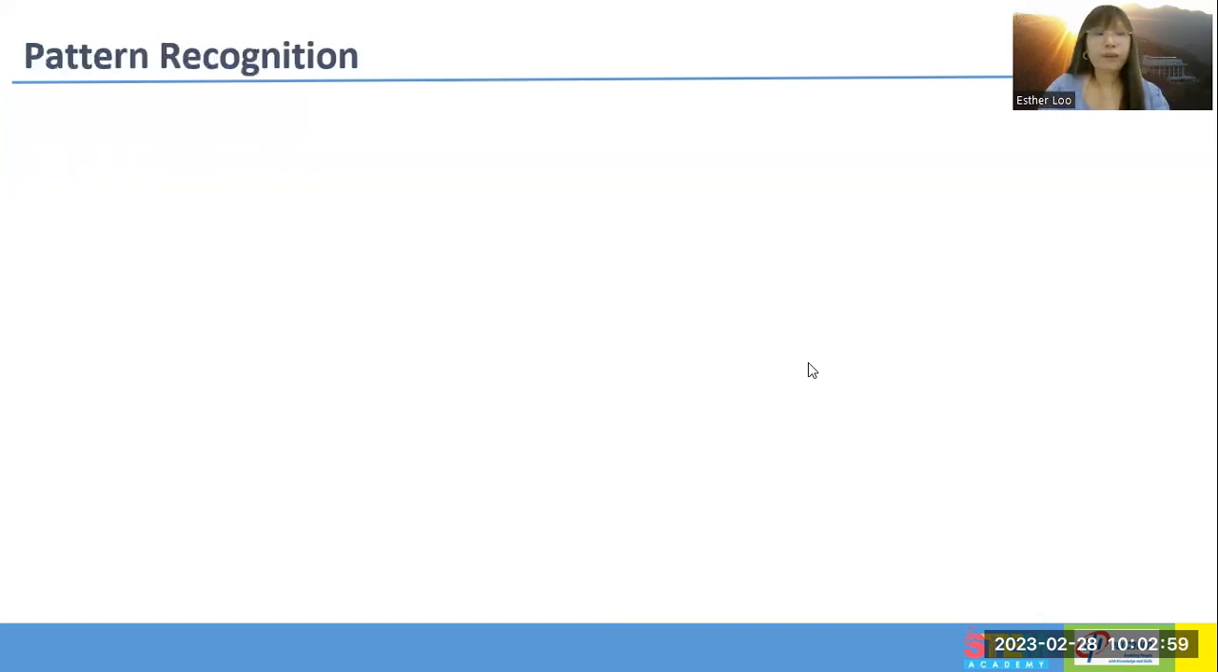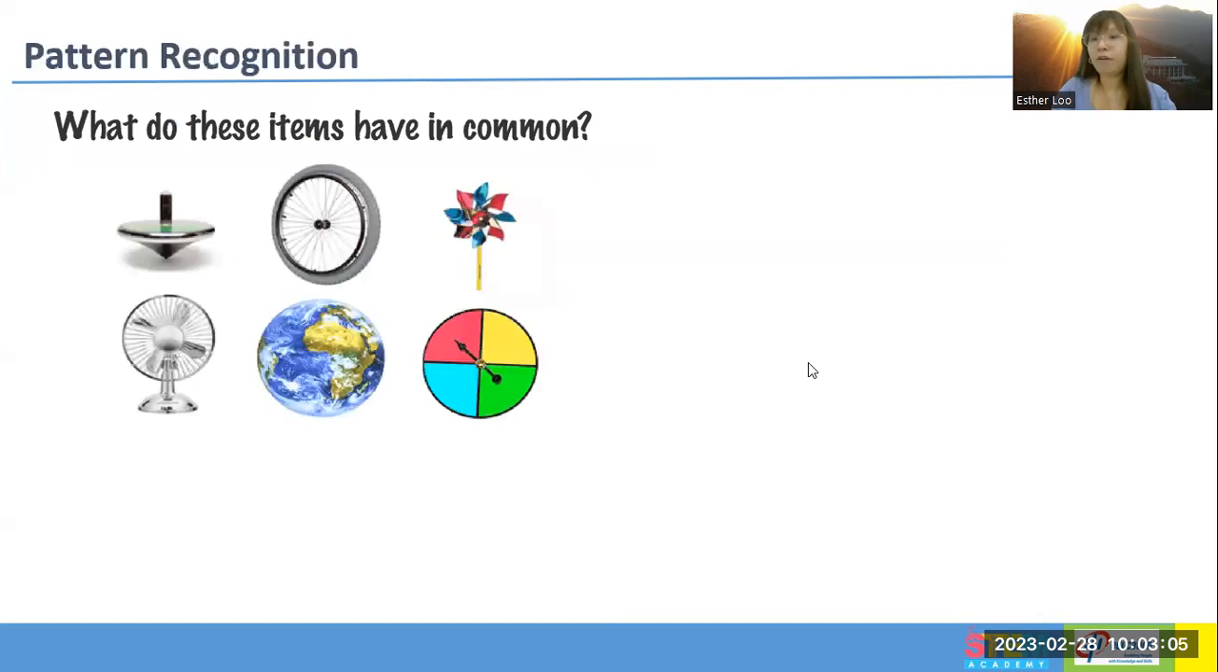Next, we're talking about pattern recognition. Pattern recognition is finding similarities among objects or situations. So look at these 6 items. What do these items have in common? Students, can I have your answer? Yeah. So first, these pictures have at least 2 common similarities. First, they all are round. They have round shapes, right? Second, that's right, all of them can spin. Good.